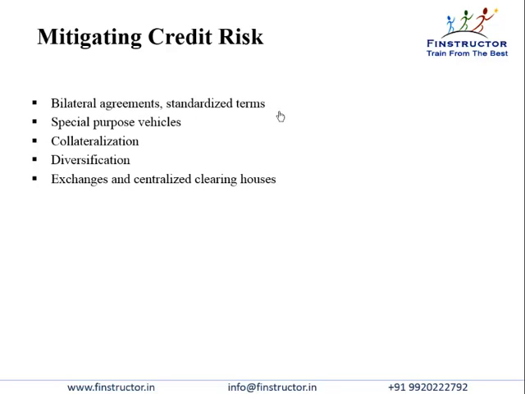Other agreements or terms that you can get into to mitigate credit risk would be bilateral agreements and standardized terms, so that there's not much confusion and there's a clear-cut understanding of the two counterparties as to what has to be delivered and what is the price, etc. A lot of time credit risk comes not because of the ability to pay, but because of the willingness to pay, or because there is some dispute in the terms. So make sure that your agreements are watertight and you have standardized terms that can easily be explained and accepted.